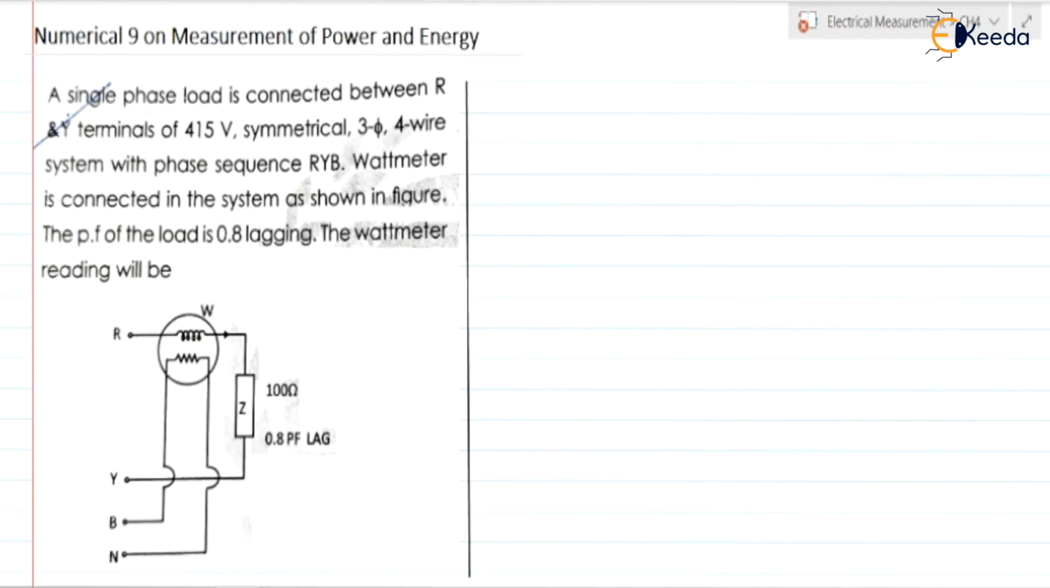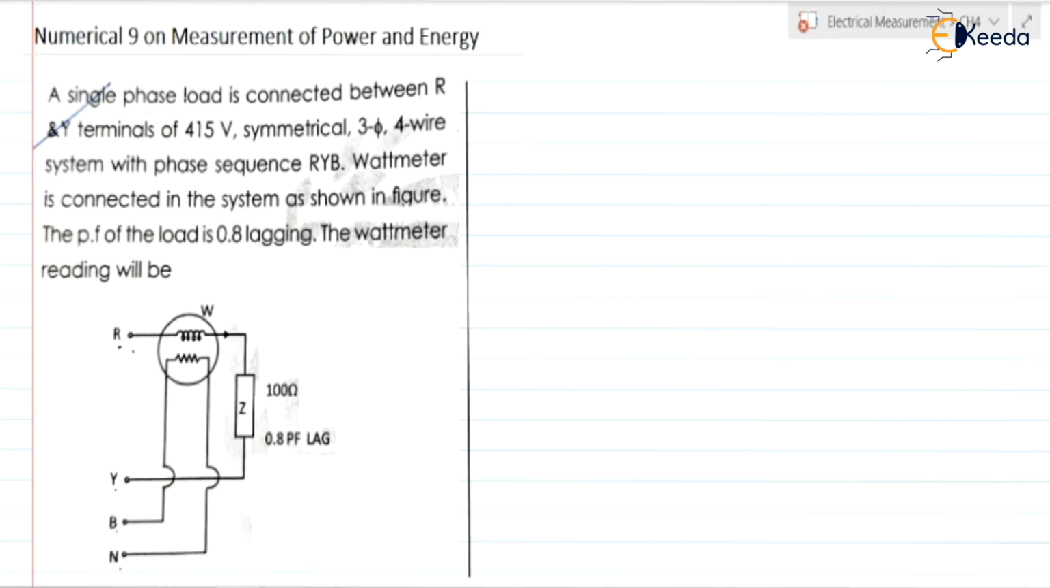We are going to discuss the numerical number 9 on measurement of power and energy. Let us read the numerical. A single phase load is connected between R and Y terminals of 415 volt symmetrical 3-phase 4-wire system. Okay, so here we are having 3-phase 4-wire. 3 phases are R, Y and B, and here it is neutral. So it is a 3-phase 4-wire.